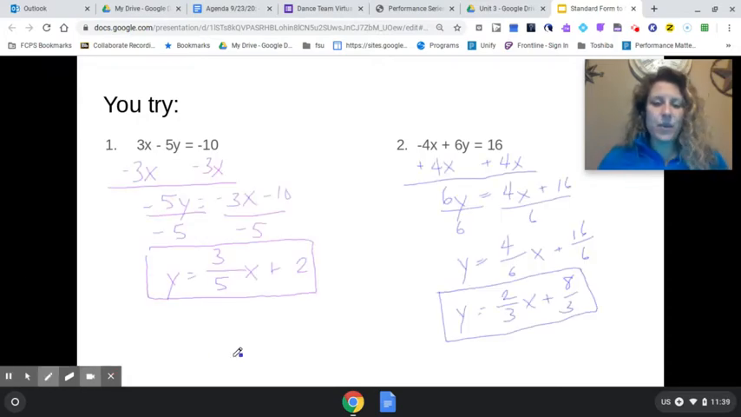Okay, here are those 2 equations, both in slope-intercept form. Number 1, we get y equals 3/5 x plus 2. Be careful, there were a lot of negative signs with that one that we had to take care of. And number 2, we have y equals 2/3 x plus 8/3. And that one had some fractions that we had to reduce.